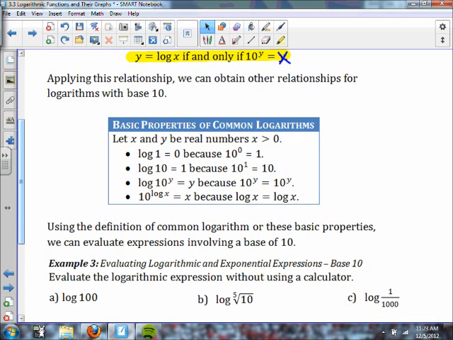So it's kind of going back to that same chart we just used. Log of 1 is 0 because 10 to the 0 is 1. Log of 10 is 1 because 10 to the first is 10. Log of 10 to the y is y. 10 to the log of x is equal to x. That's what we have there.